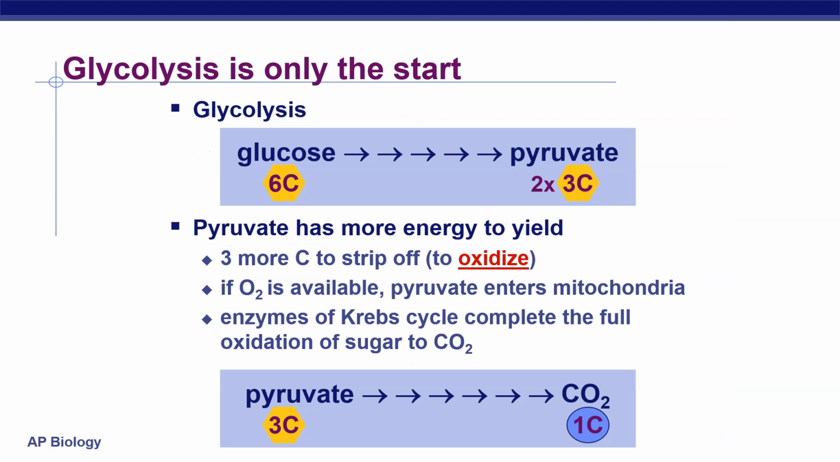So glycolysis is the main start of this, because the first thing we're going to see in glycolysis is that we take glucose and convert it into a more usable sugar called pyruvate. It's a 3-carbon sugar. Basically, pyruvate is a little bit more energetic to yield because it's got a little more carbon to strip off, and otherwise it can be easily oxidized. If oxygen is available, pyruvate will enter the mitochondria, where a lot more action can take place. The enzymes of the Krebs cycle are going to help completely oxidize glucose from pyruvate into CO2 molecules, which is going to help get that ratio of carbon to oxygen down to a 1:2 ratio from a 1:1 ratio.